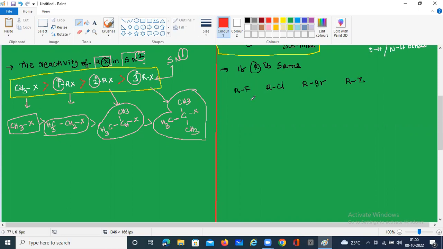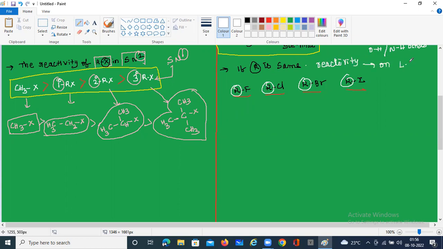SN2. So here, when R of the alkyl halide is the same, what is the same here? The R group is the same, isn't it? No, means the alkyl group is the same. So when R of the alkyl halide is the same, the reactivity mainly depends on the leaving power. If R is the same, then the reactivity is mainly depends on what?